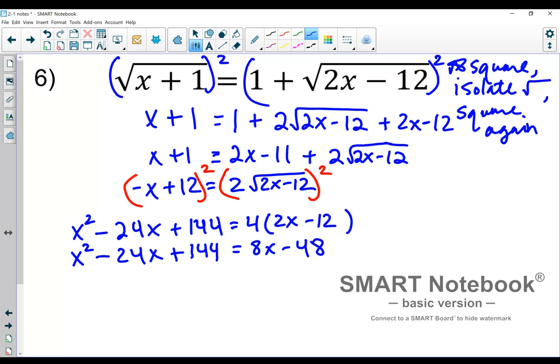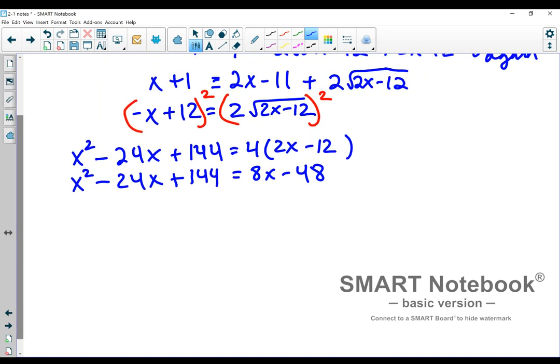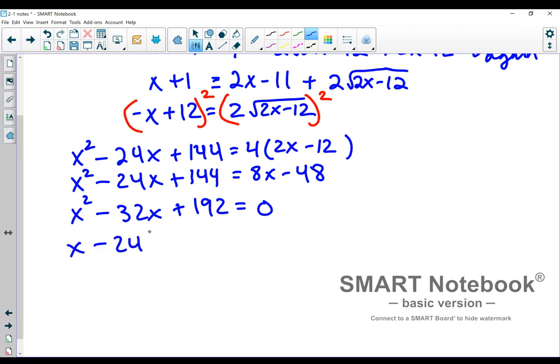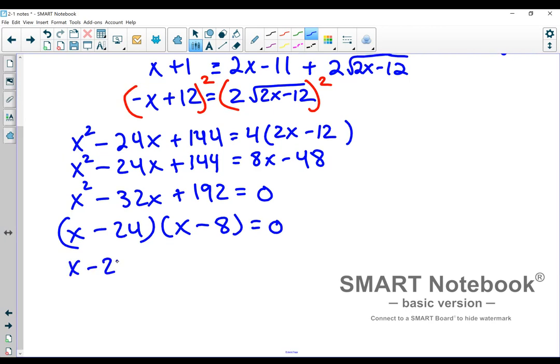Did a lot of work on this one. We're not even there yet, huh? And then once we get our answers, we still have to check. So subtract 8x on both sides. I'll have x squared minus 32x. And then I would add 48 on both sides, so I'll have a plus 192. And fortunately, I already checked the factoring on this. It'll be x minus 24 times x minus 8. And so now I can do my zero product property. So either x is 24 or x minus 8 equals 0, x equals 8.